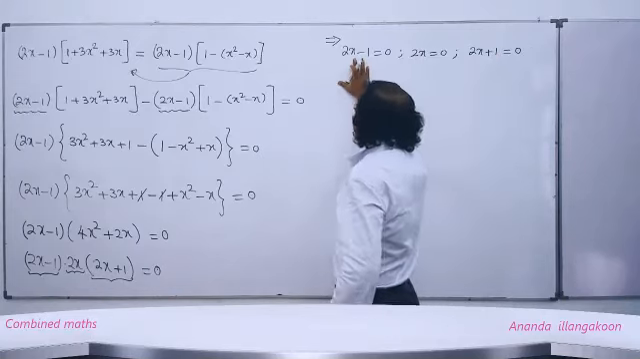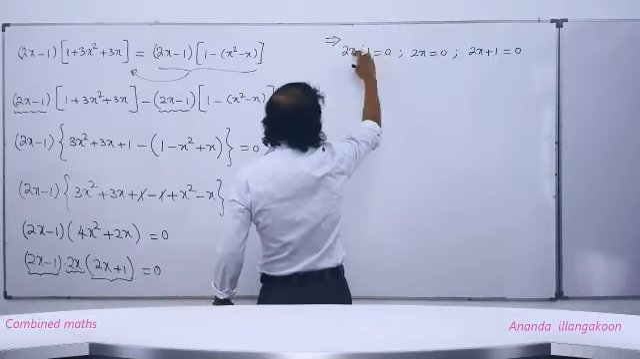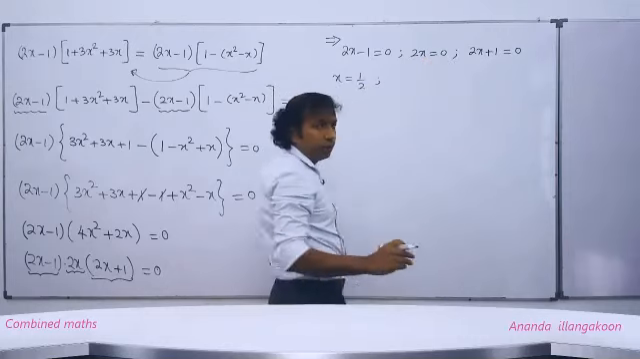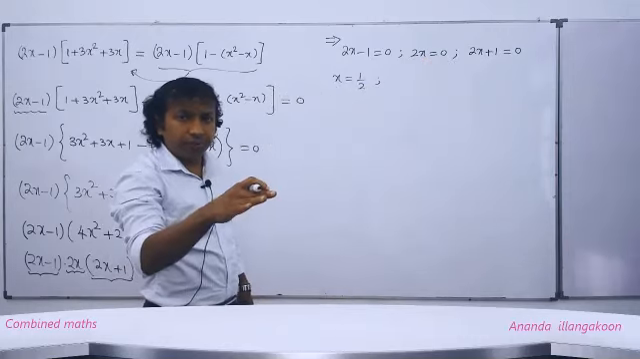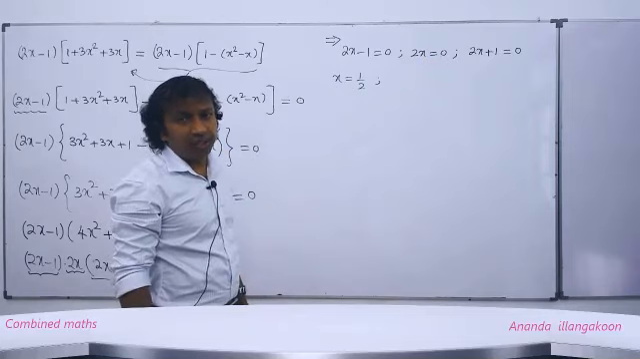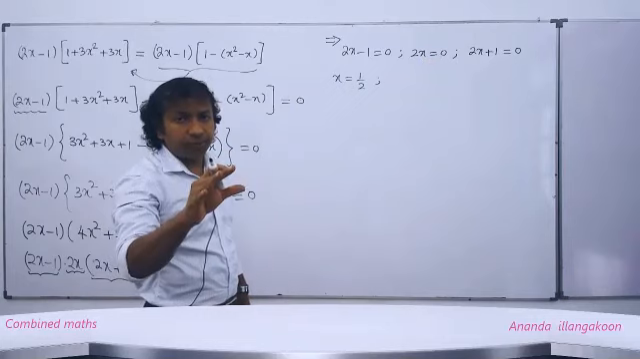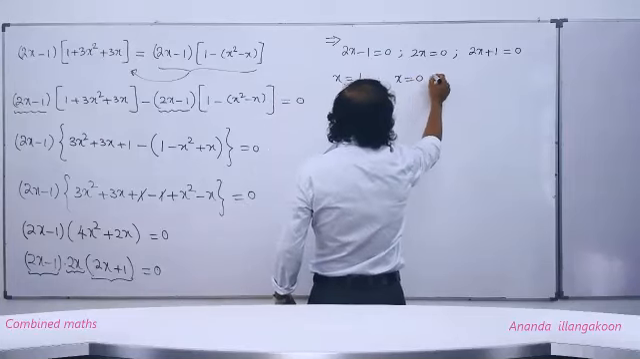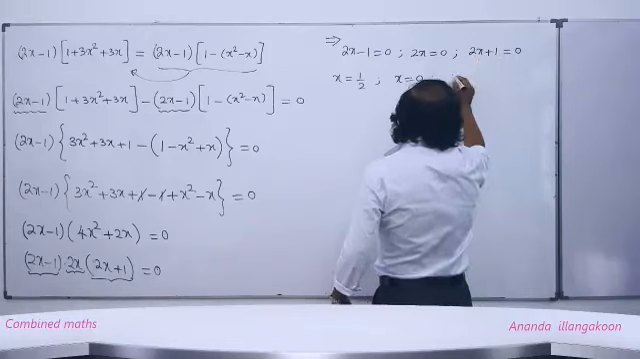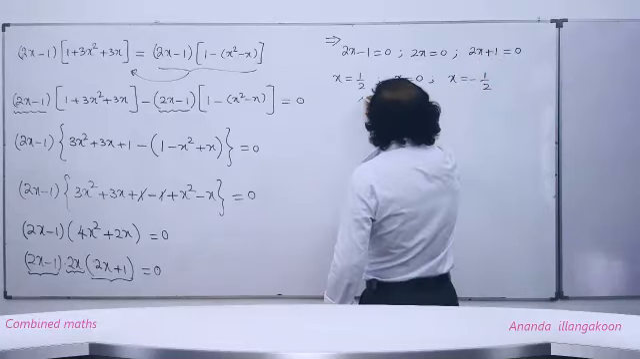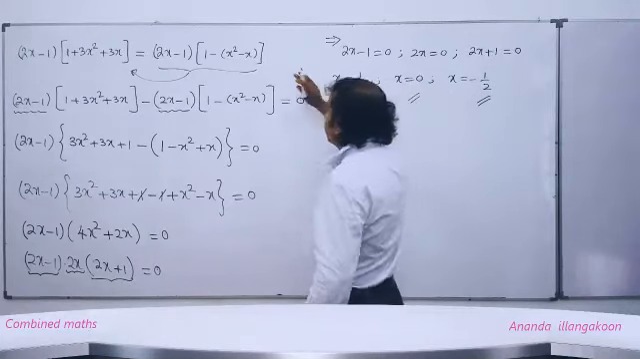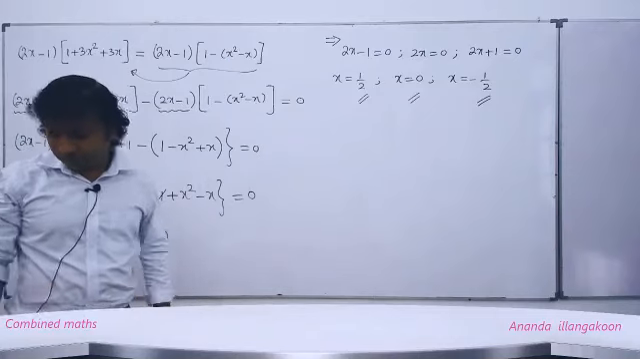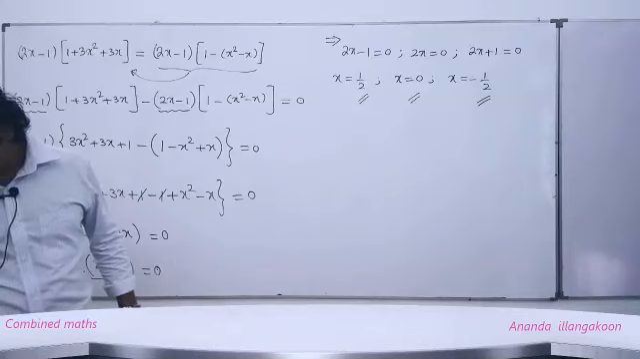Okay. This implies, taking the minus 1 to the right hand side and dividing by 2, x equals half. This is one solution. Here 2 is multiplied by x, and the answer is 0. Definitely x should be 0. 2 is multiplied by x, the resulting answer is 0, so x is 0. Here, taking 1 to the right hand side and dividing by 2, we get x is minus 1 over 2. Therefore, people, there are three solutions for this equation. This is how we find the solutions of an inverse trigonometric function equation.